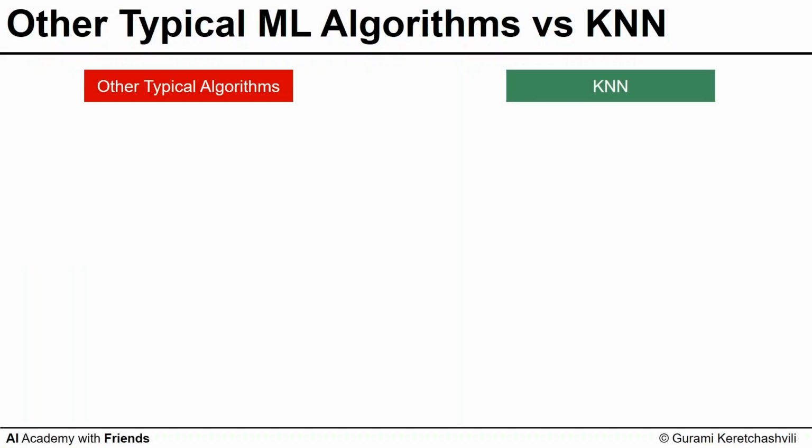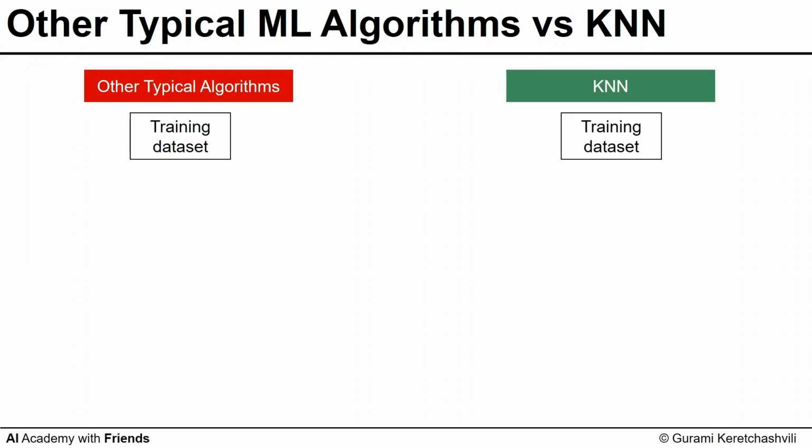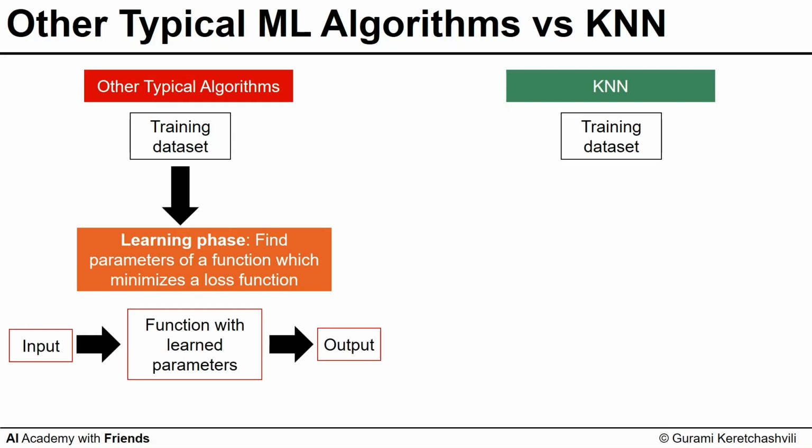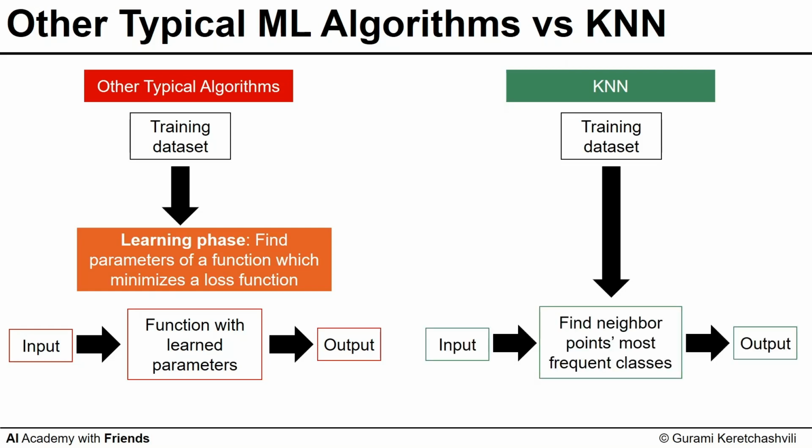Let's compare k-nearest neighbor's workflow with other typical machine learning algorithms. In the beginning, we have a training dataset. Typical machine learning algorithms have a learning phase, which tries to find the parameters of a function which minimize a loss function. Whereas k-nearest neighbor does not have any learning phase, the input is directly fed to the model part, and the main idea is to find the most frequent classes of neighbor points, which will be the output. I will show you an illustrated example of how it's done.